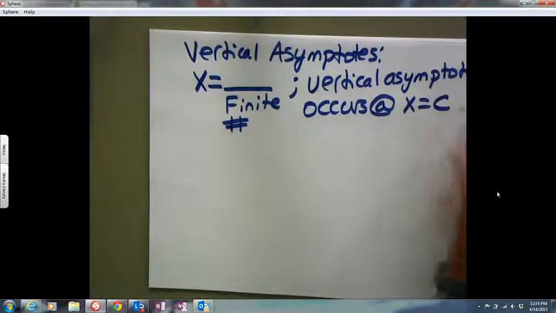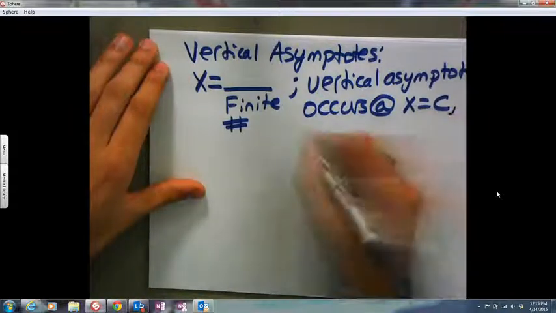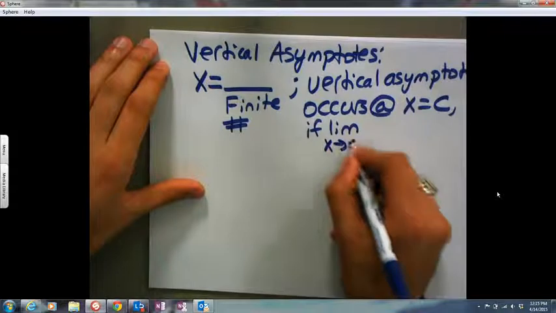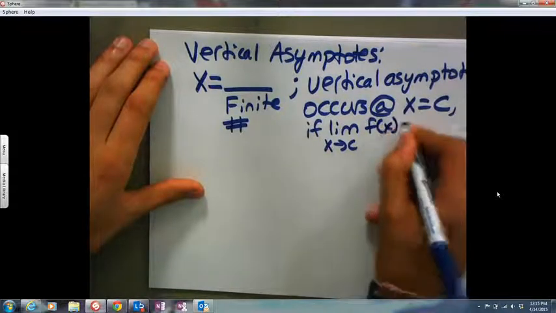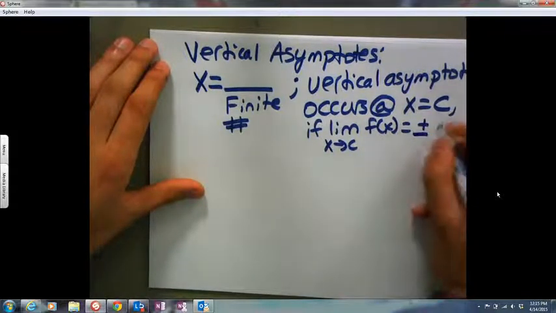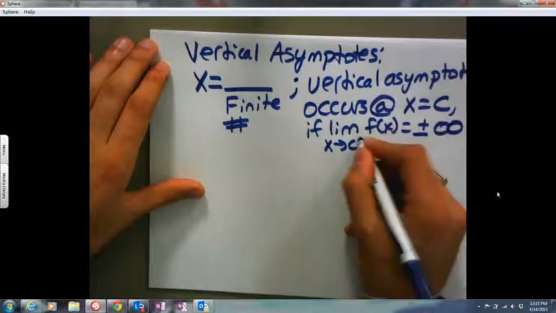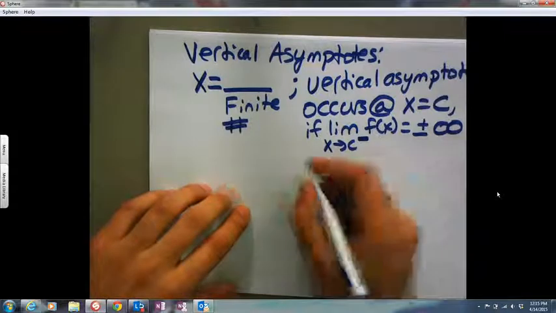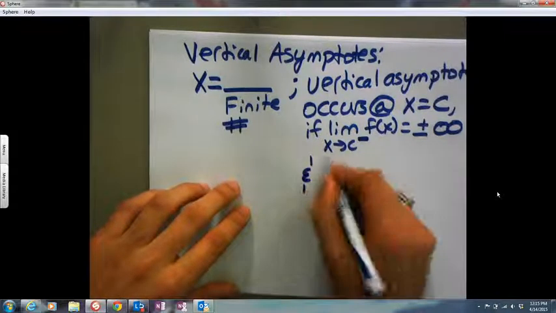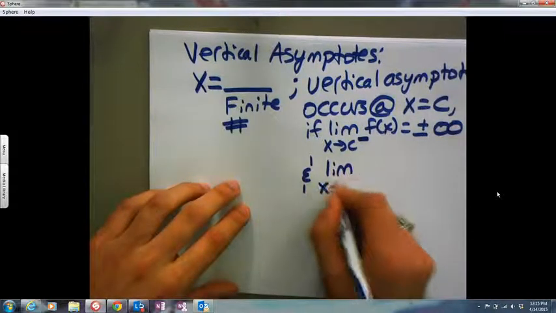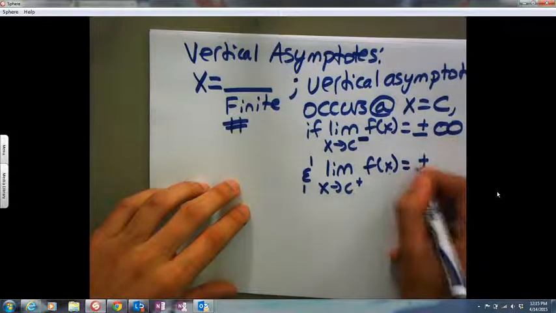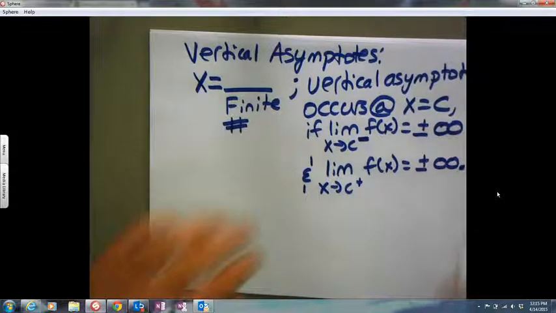If the limit as x approaches c from the left is either plus or minus infinity, and the limit as we approach from the right is plus or minus infinity, then we have a vertical asymptote.